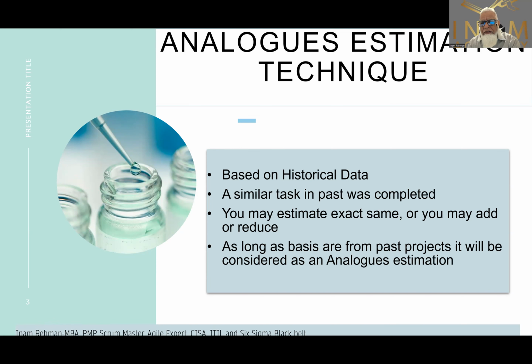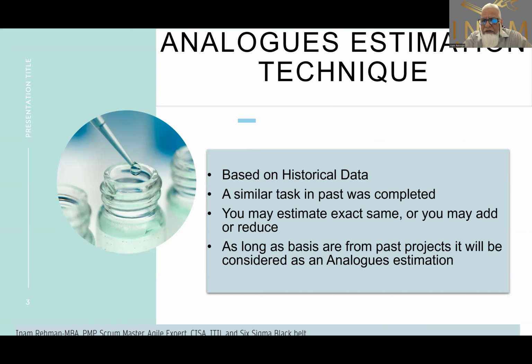Now, basically, the key point here is that analogous estimation technique is always based on historical data. It means we normally look at a previous project which was completed in the past, generally successfully, or maybe a project was not completed, but still some task was done, which gives us some idea of how the task was done. It could be more or less the same, not exactly the same, or maybe exactly the same. So we look at the historical data, and based on that information, we estimate.